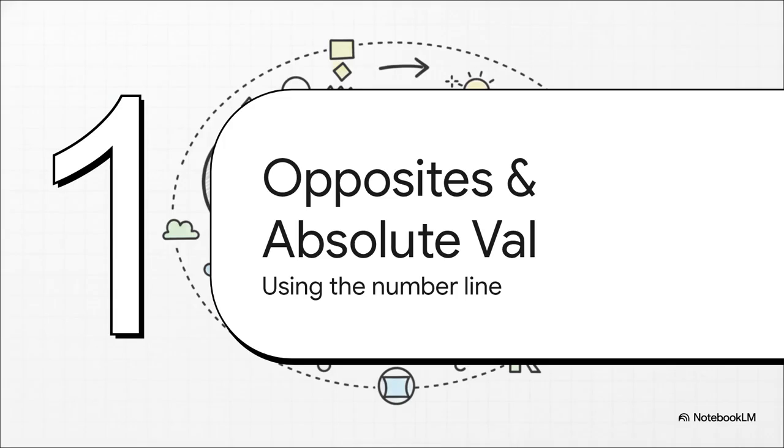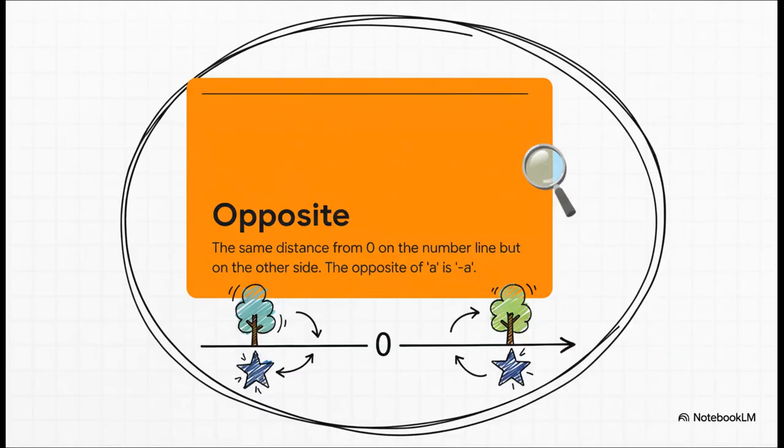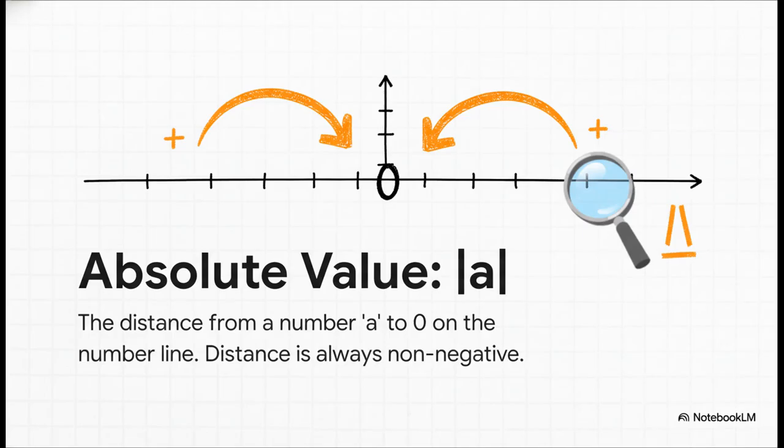Opposites and absolute value. First up, the opposite. This one is super straightforward. A number's opposite is just its perfect reflection on the other side of 0. So the opposite of 10 is negative 10. The opposite of negative 50 is positive 50. Simple as that.